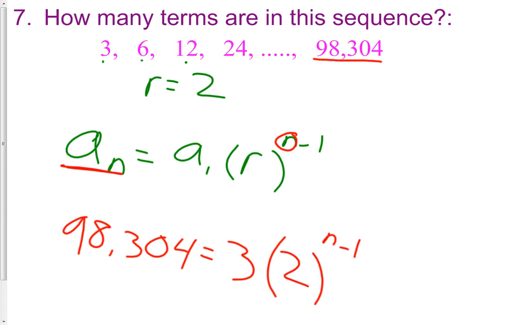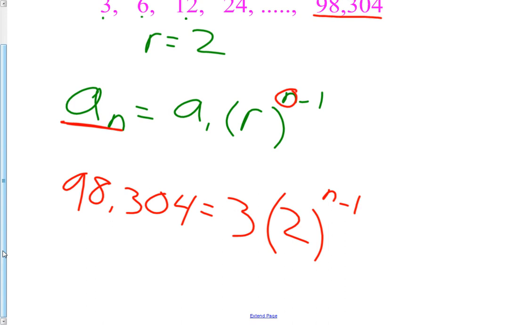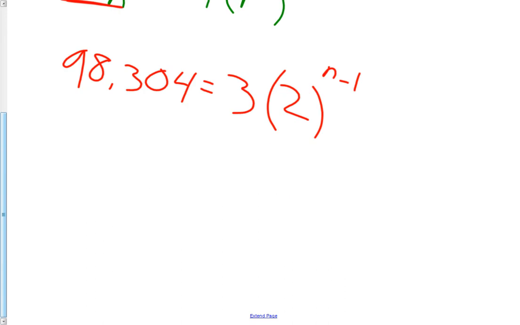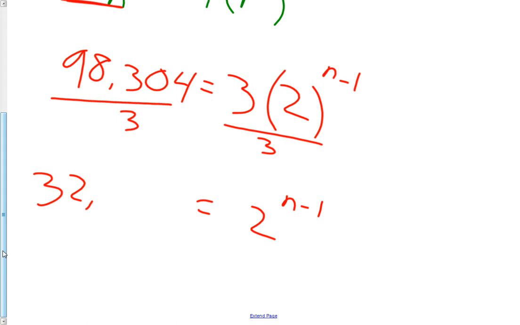Woo! Now, we are going to solve for the letter n. First, we're going to divide both sides by 3, because then we'll get 2 raised to the n minus 1 all by itself. We're going to take 98,304 divided by 3. When you do that in your calculator, you're going to get 32,768. That equals 2 raised to the n minus 1.